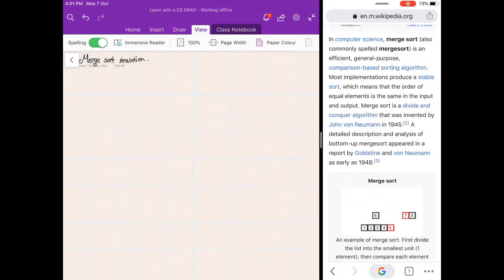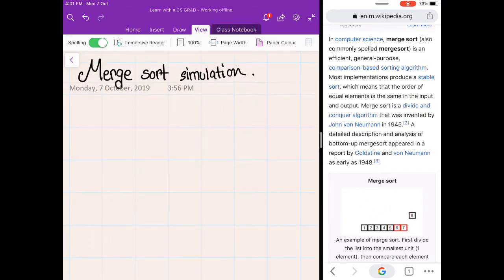Hey guys, welcome back to another video, and today we'll be talking about merge sort. It's one of the oldest sorting algorithms out there. It was invented in 1945.